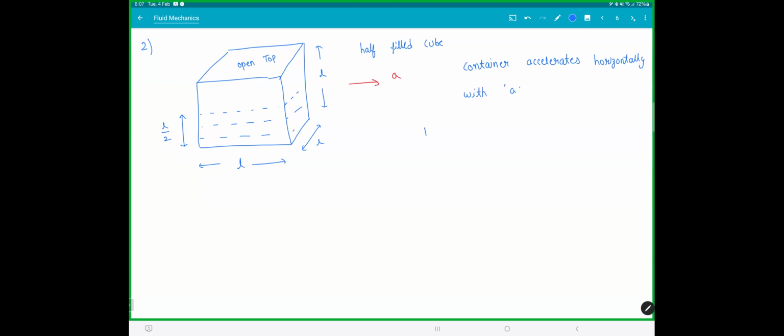So you need to draw the shape of the liquid. So how will the liquid inside look like? Draw the shape of the liquid surface and the amount of liquid that spills out. So if you really accelerate fast enough, there is a possibility the liquid will come out of this open top.